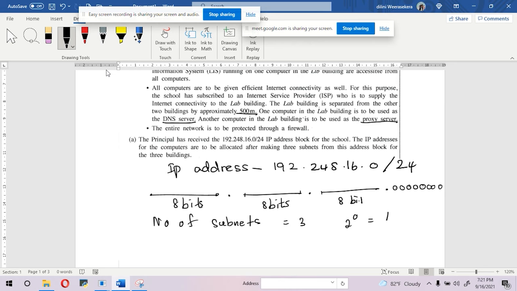So how do you find the number of networks? It depends on the number of bits that are given from the host portion to the network.